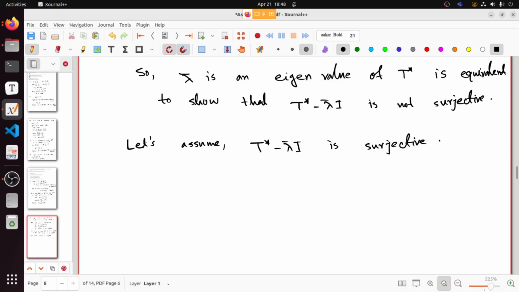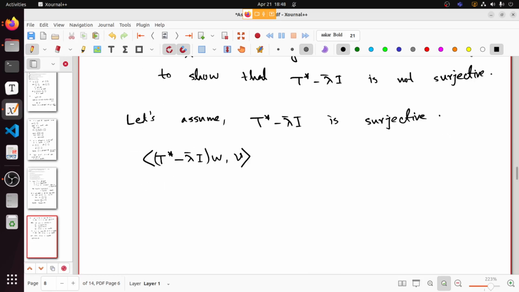Right. So then let's compute this. T star minus lambda bar I applied to W, and take the inner product with this V, what is given in the question, right? So this is the same as the inner product of T star W with V minus lambda bar times the inner product of W with V, right?